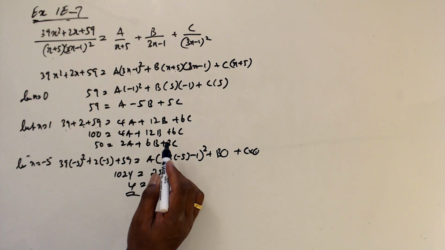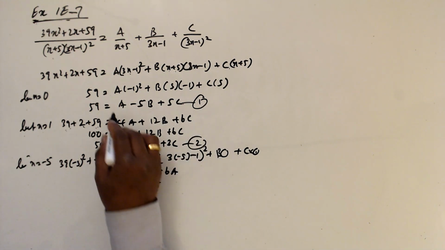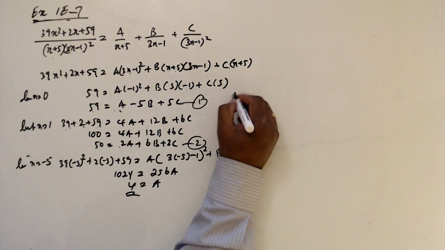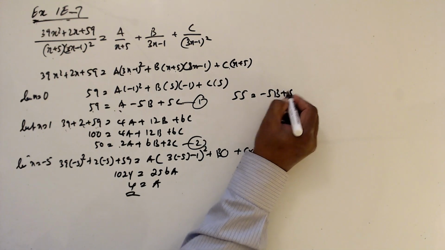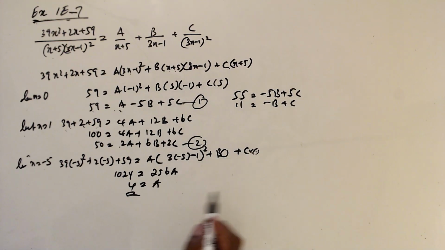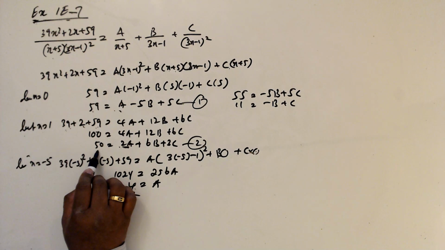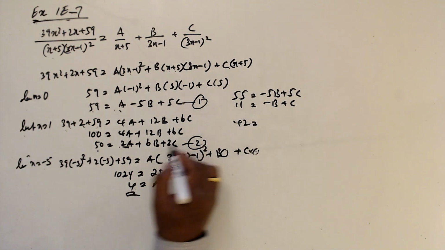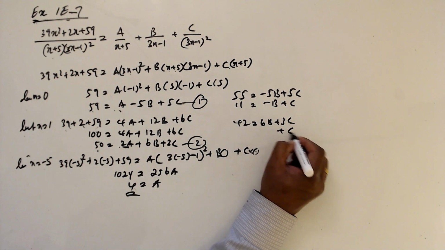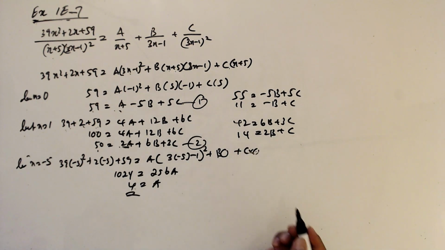And when a equals 4, we can substitute into equations 1 and 2. So a equals 4, then 59 minus 4 is 55. So 55 equals minus 5b plus 5c, and this will simplify to 11 equals minus b plus c. And from here, a equals 4, this is 8. 8 when we go to the left side, 42. 42 equals 6b plus 3c. So I can divide by 3. So this is c equals 2b plus 14.